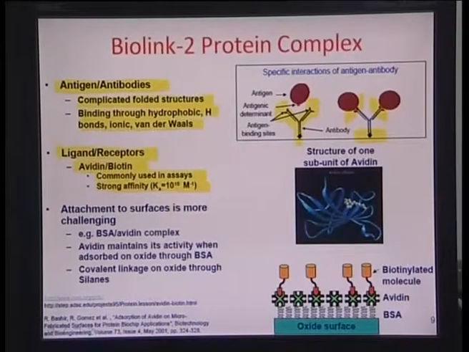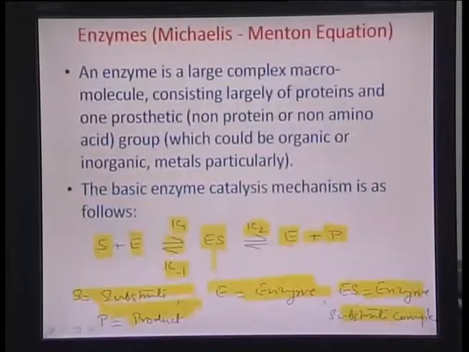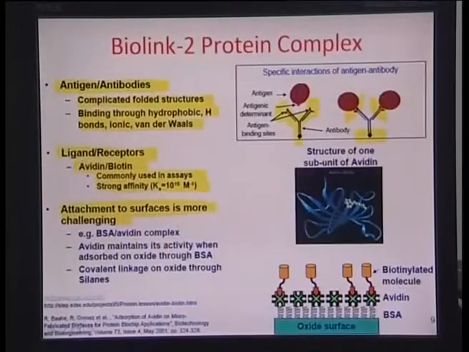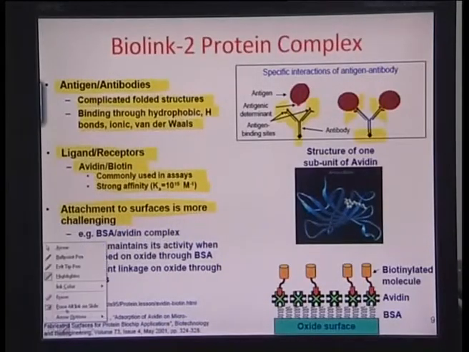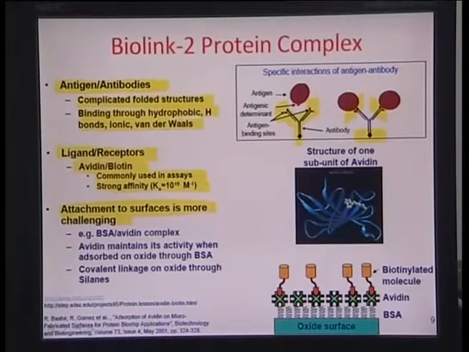Another very interesting mechanism is how you can attach these antibodies etc. to surfaces using the BSA avidin complex. This is very important to describe, as you can see in this particular figure. Essentially there is a silicon dioxide surface, okay, and this right here is the oxide surface.